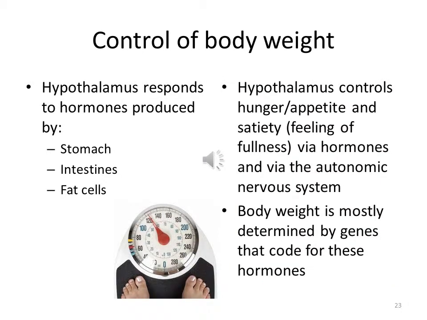The hypothalamus also controls body weight. It responds to hormones produced in your fat cells and in your digestive tract, and controls your hunger and appetite and a feeling of fullness. And this is mainly determined by genes that code for these various hormones, and that's really what determines body weight.